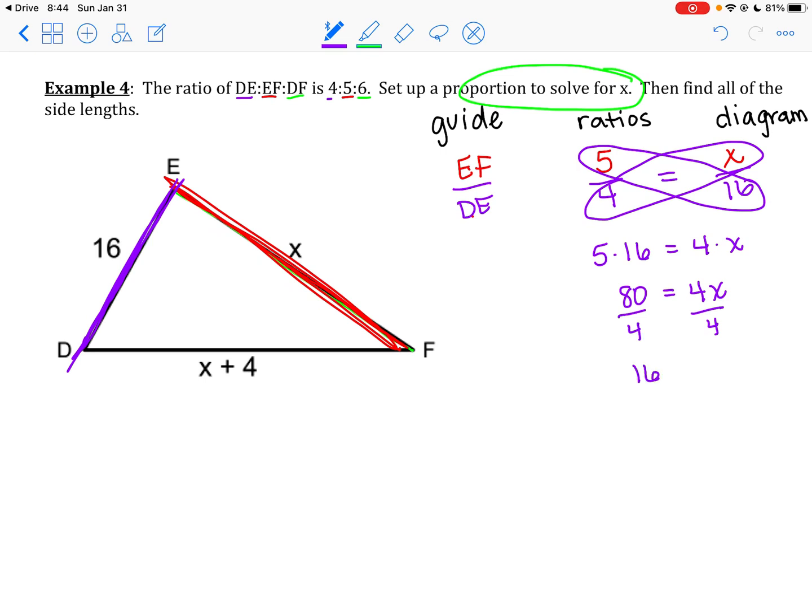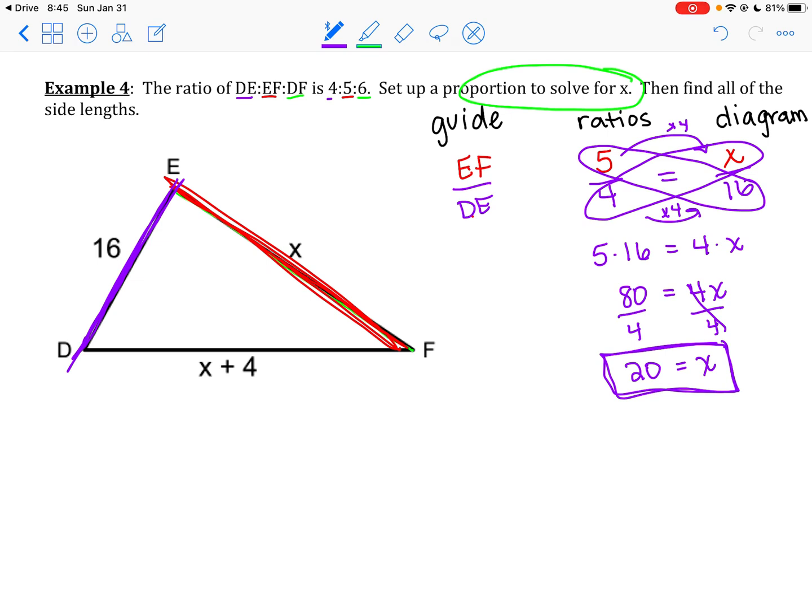And that tells me that 20 is my value of x. What you might have noticed is that from 4 to 16, it multiplied by 4. That's your scale factor, so you could have also used that scale factor to figure out the value of x. But the cross products always work, especially if it's not going to be a whole number as your scale factor.